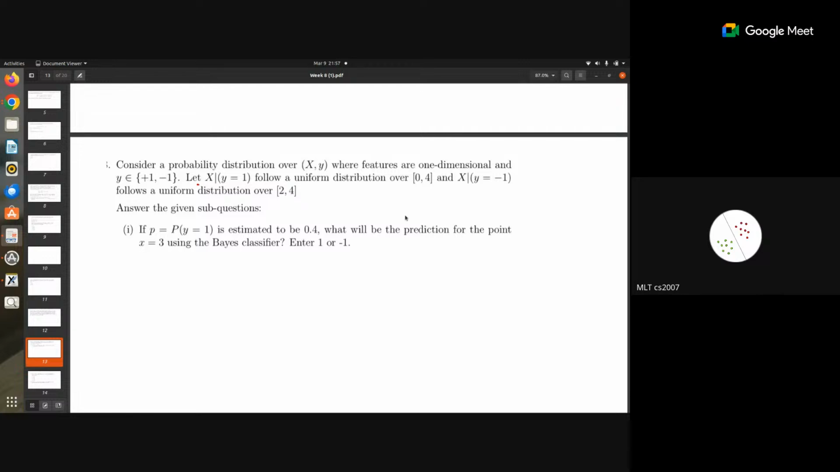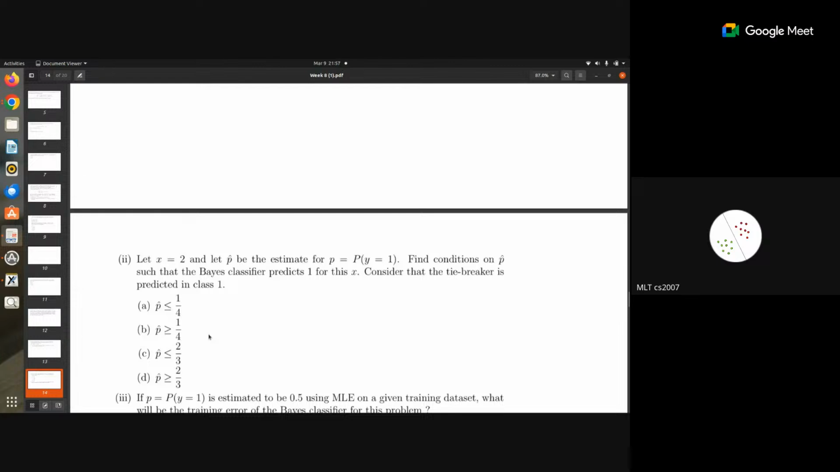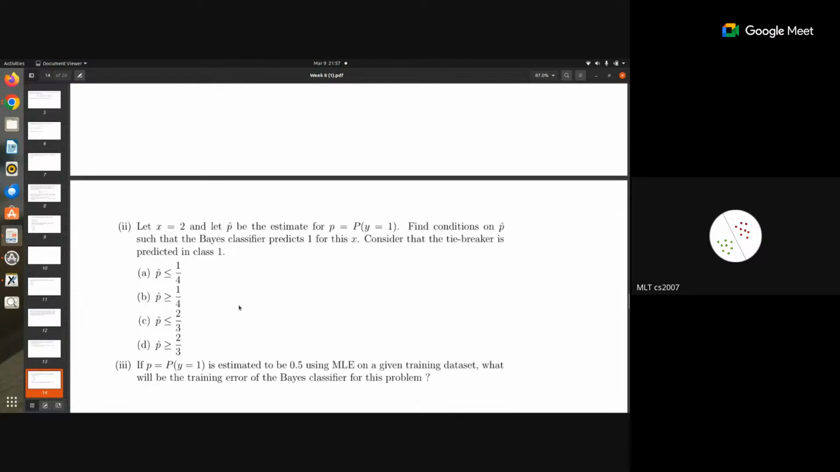So one will be 0.25 and the other is 0.5. 0.25 is for this part, and 0.5 is this part. Then how will you decide what p hat should be, greater than or less than? If it is 1, then the probability for 1 should be greater than 0. So p hat into 1 by 4 should be greater than 1 minus p hat into 1 by 2.